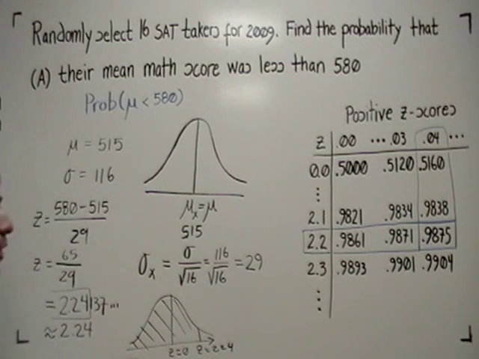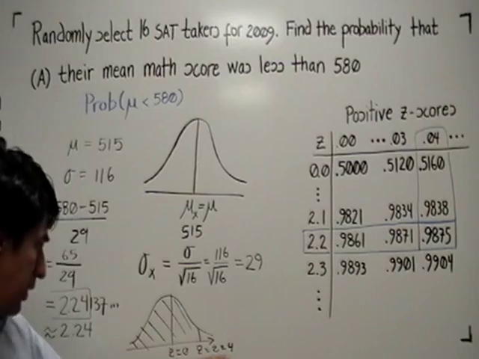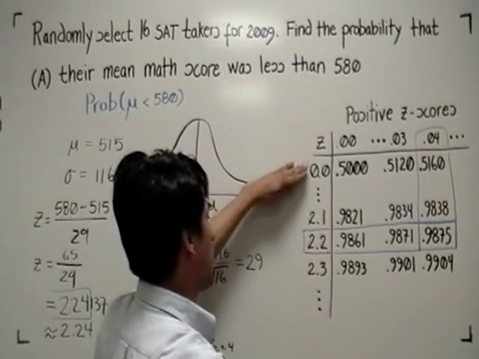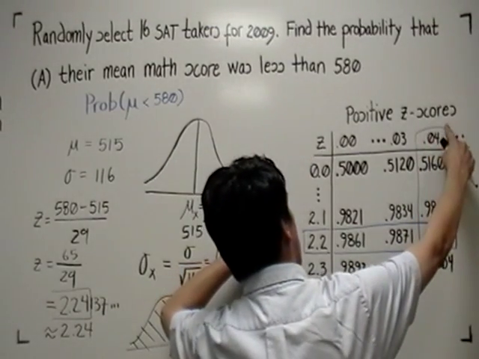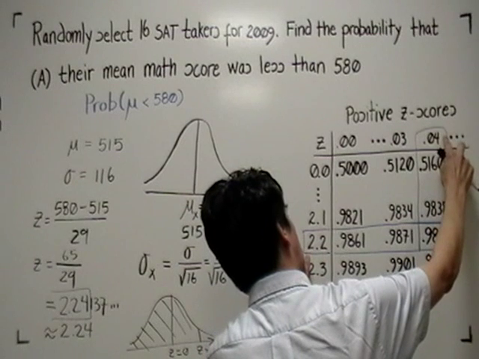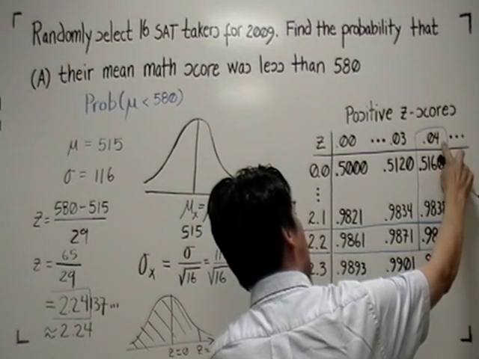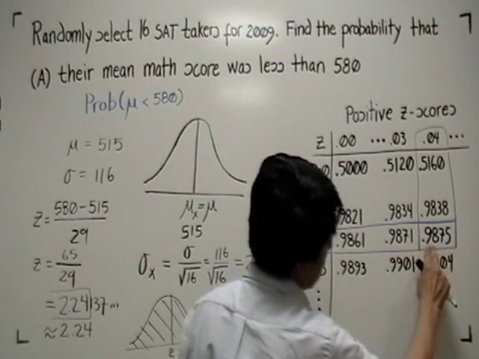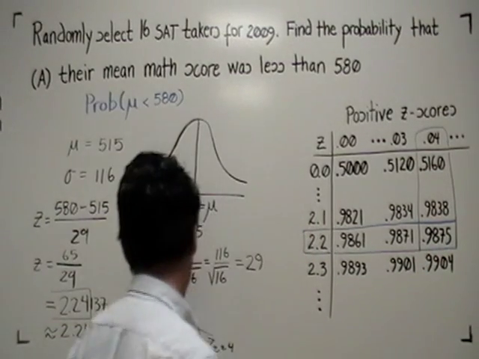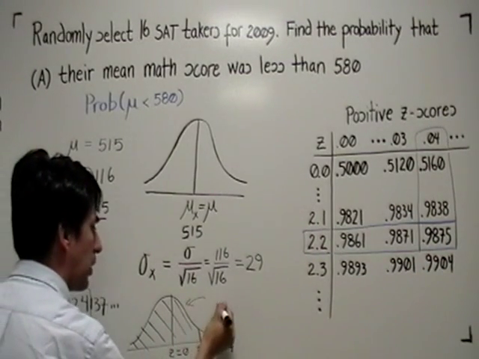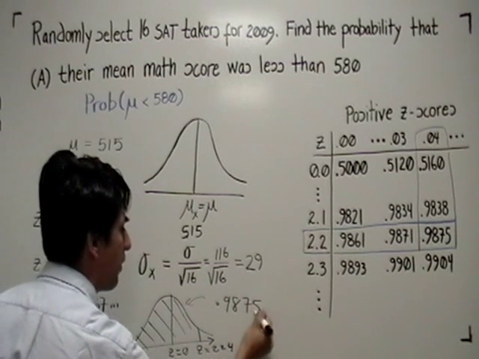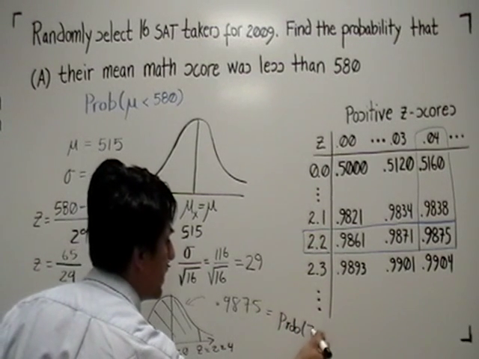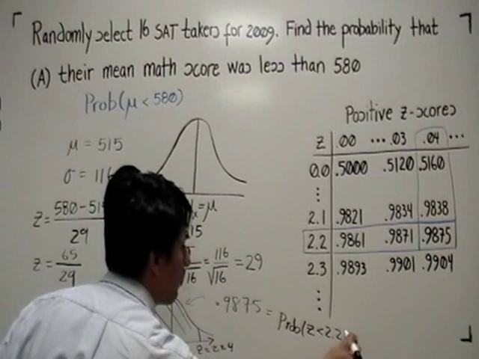Recall that we find that area by looking at a z-scores table, in this case the positive z-scores. When I look for 2.24 in that table, I go down to 2.2 and across to 0.04. So 2.24 is what you obtain when you combine those. The entry that gives you the area to the left of 2.24 is 0.9875. So this area is 0.9875. That's the probability that z is less than 2.24.